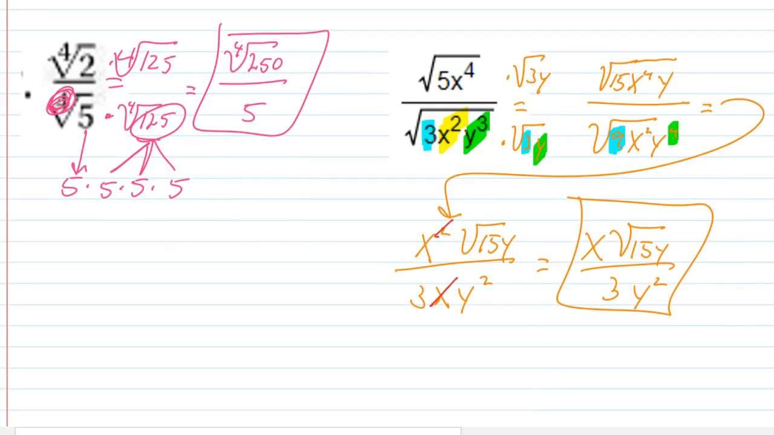On top, the x to the power of 4 became x squared. The 15y are stuck inside the house. Meanwhile, the 9x squared y to the 4th became 3xy squared. Our final step there was to cancel. I had x squared on top and x on the bottom, so I had to reduce.